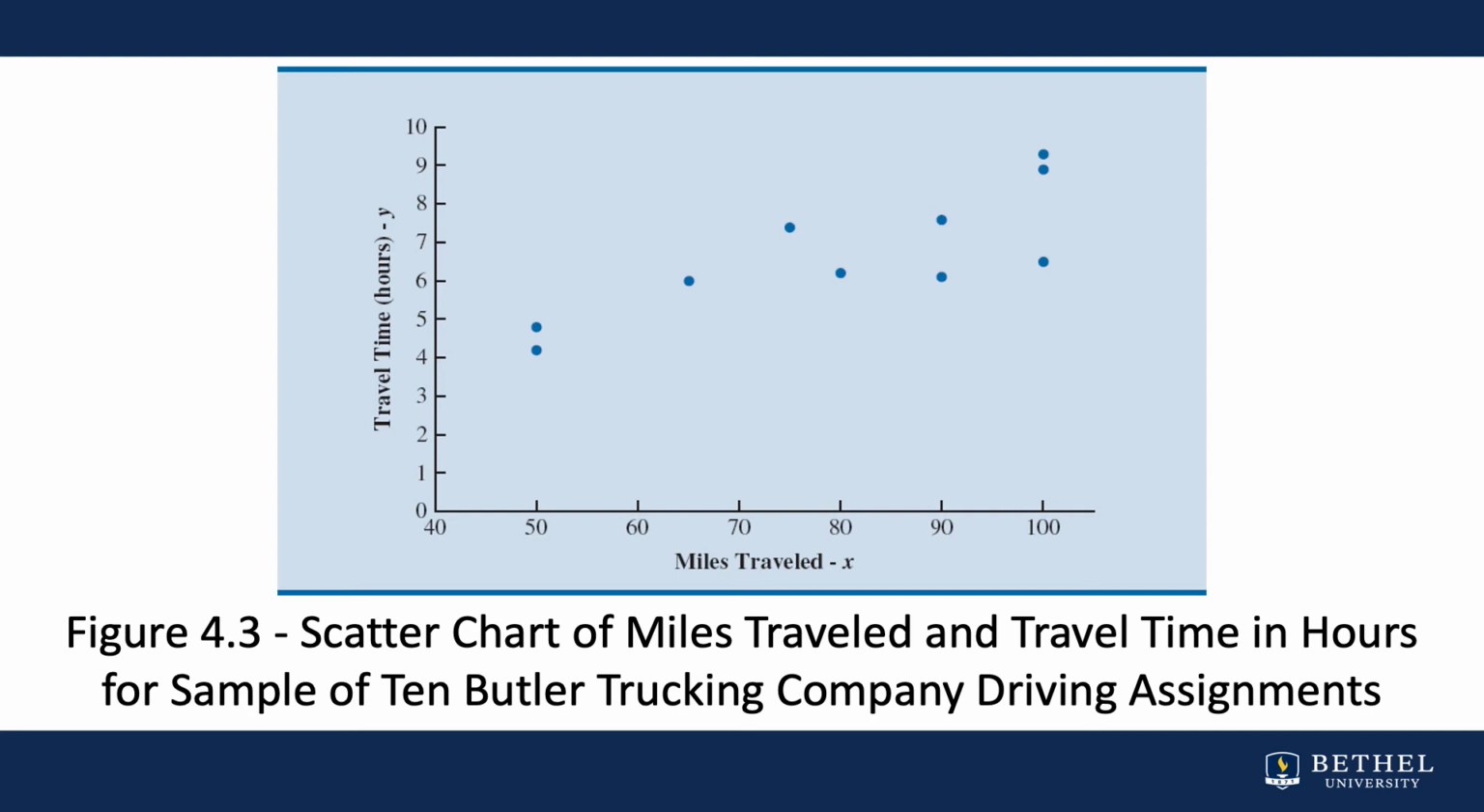Figure 4.3 is a scatter chart of the data that we just took a look at. If you were able to plot the data, you can see that there's starting to be a relationship between miles traveled, which is going to be our independent variable, and the travel time, which is going to be the dependent variable. By looking at this chart, you see the data basically sloping up and to the right, which gives me the idea that this is going to be a positive relationship. So let's see if that is what it is.